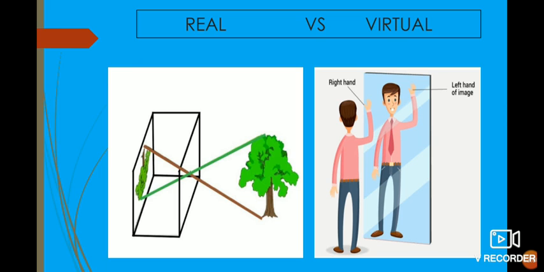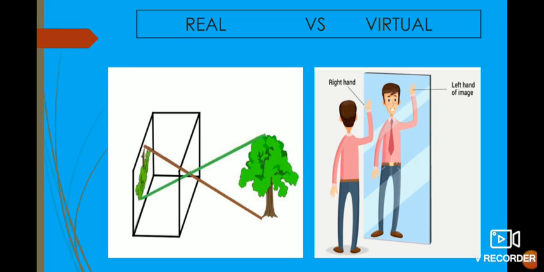So what is a real image? An image which can be obtained on a screen is called a real image. You see this picture of a tree, the object is towards your right, and the image you can obtain on a cardboard box which is painted white. So that white cardboard box becomes the screen. A screen could be a piece of cloth, it could be the ground, it could be a wall, it could be anything. This is called a screen. So when we are able to obtain the image on a screen, we call it a real image.